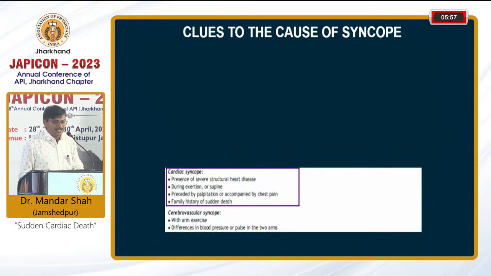And cardiac syncope, there may be a presence of significant structural heart disease, or there may be a family history of sudden cardiac arrest. Syncope that occurs with exertion or in supine position is never benign, so you should always look for suspect malignant causes for the same.